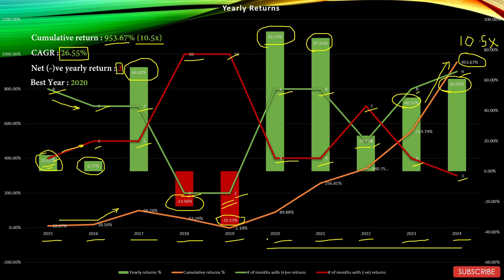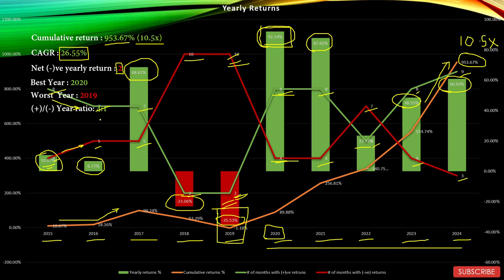The best year was 2020, the COVID year. This sector performed really well in that year with 92.14% average returns, 8 positive months and 4 negative months. The worst year was 2019 with negative returns of minus 35.53%, with only 2 positive months and 10 negative months in that year.